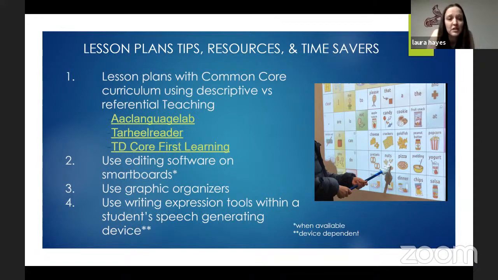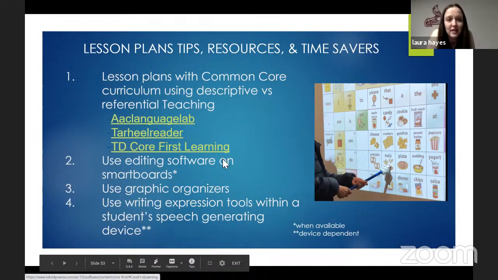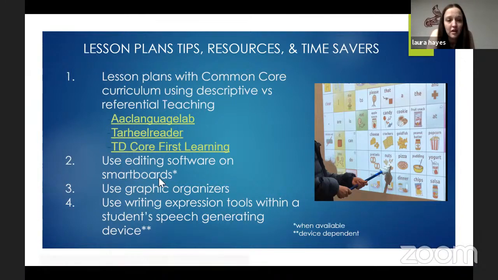So time savers, resources, additional tips: AAC Language Lab, Tar Heel Reader, Core First language software and lesson plans, using editing software on smartboards. If you haven't already, it's a great tool to use. We use them a lot, and all my staff say that it supports not only the student using AAC, it supports all the students in the classroom in learning writing, language organization, and literacy.